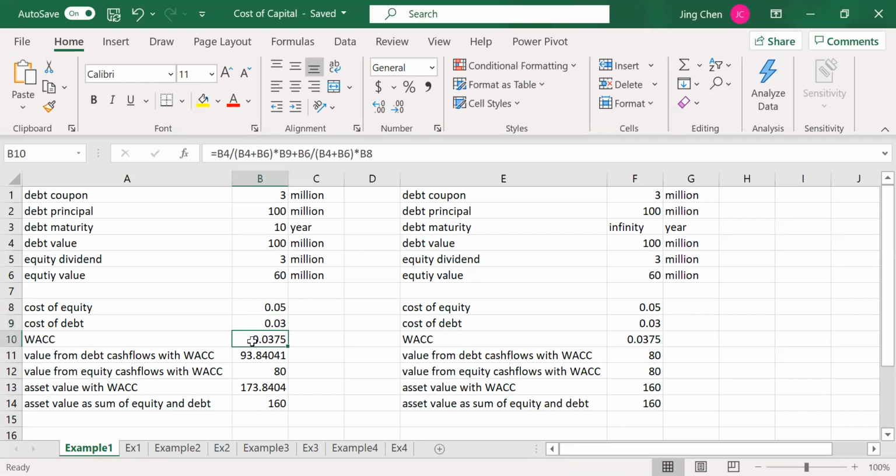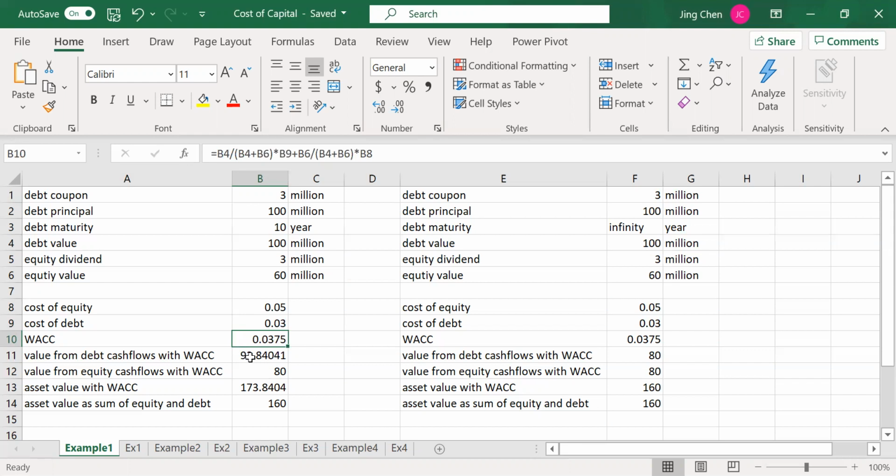And we know the market value of debt and equity, so we can calculate the WACC. Market value of debt is 100, market value of equity is 60. So we can calculate the WACC. It turned out to be 3.75%. So you see it's between 3% and 5%, between the cost of debt and the cost of equity, because the debt has higher weight, so it's closer to 3%.